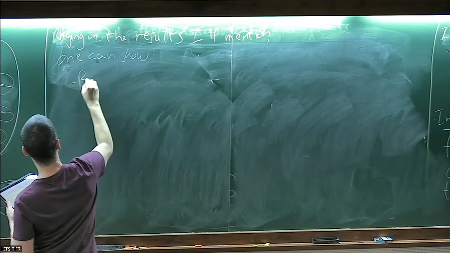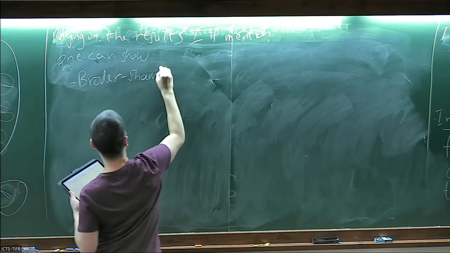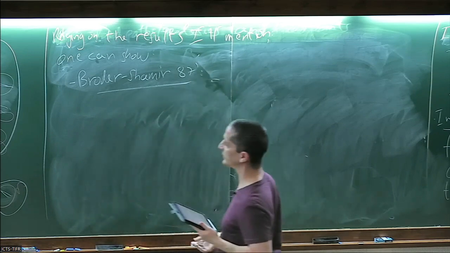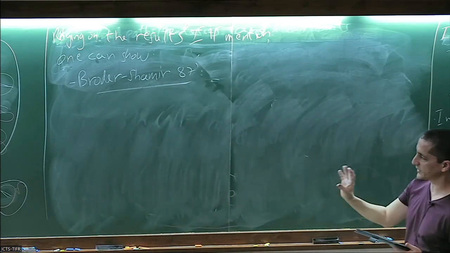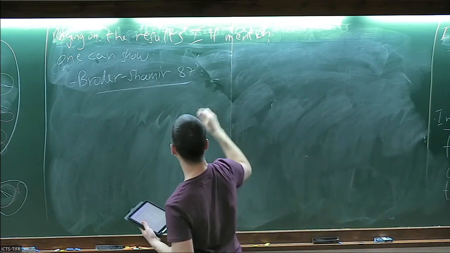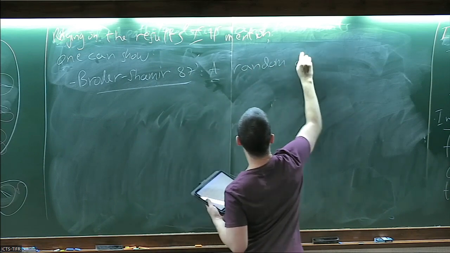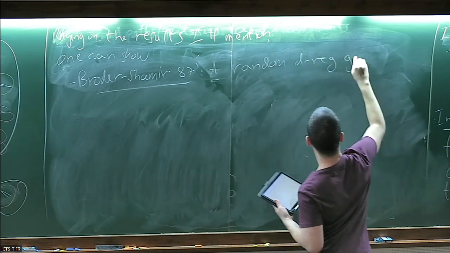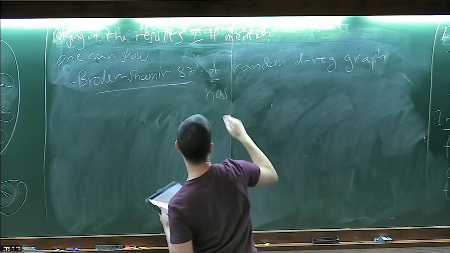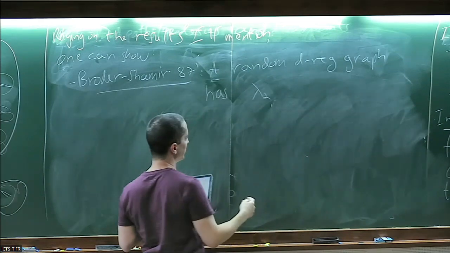One is a Broder-Shamir type result. This is from '87. This is in the graph case. So for graphs, if you just look at the results that I'm going to mention right now, you can show that a random d-regular graph has the second eigenvalue of the adjacency matrix, lambda 2. So the first eigenvalue is always d.